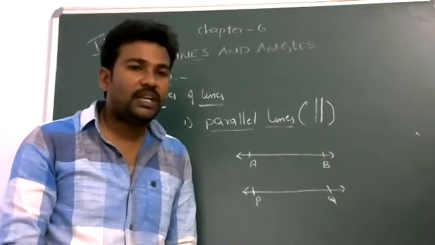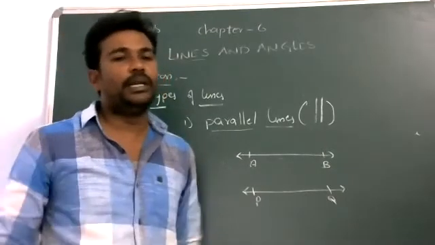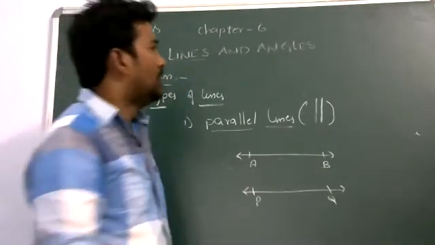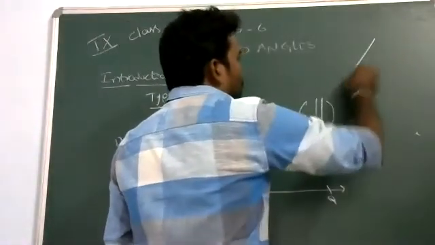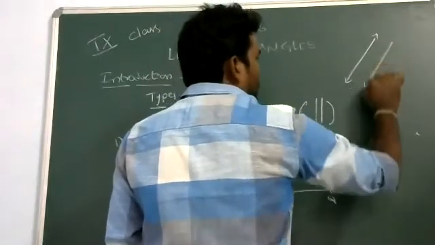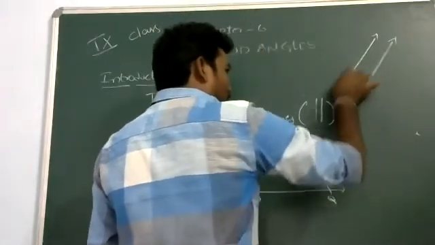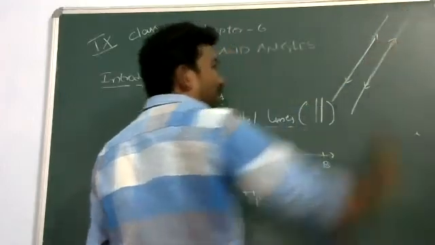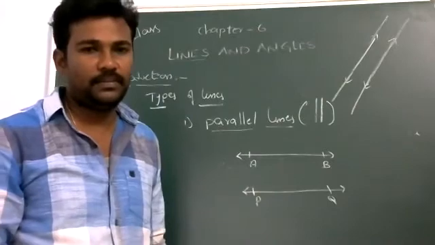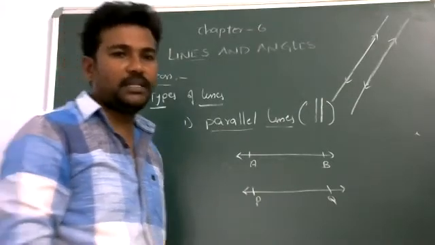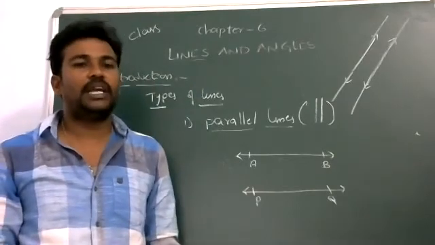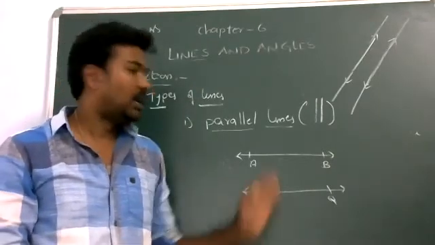If two lines never intersect at any point. Suppose here you can see these are the two lines. Now you can extend these two. These two never intersect at any place. So then these lines are called parallel lines. Is it clear? If two lines are extended, whatever it may be, if two lines never intersect, then those lines are called parallel lines.